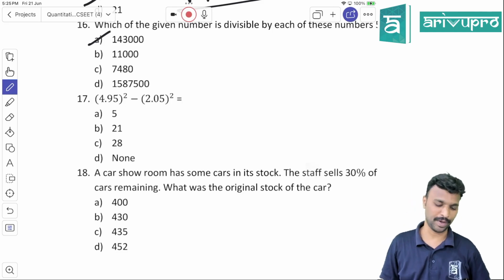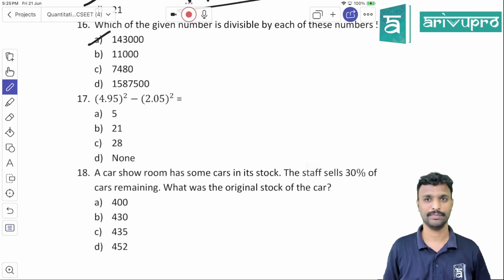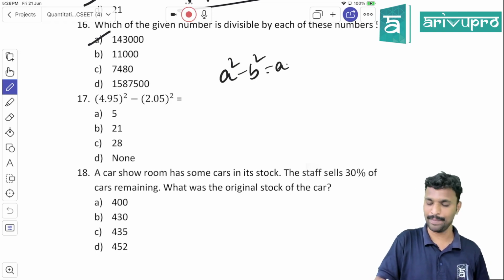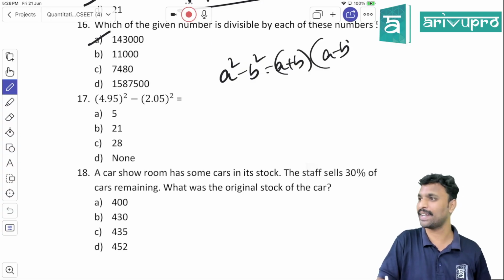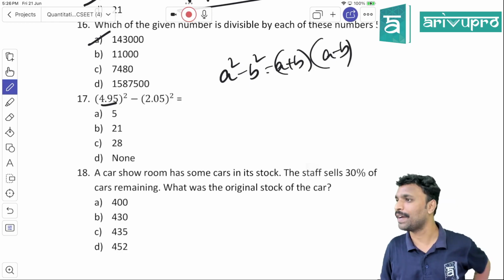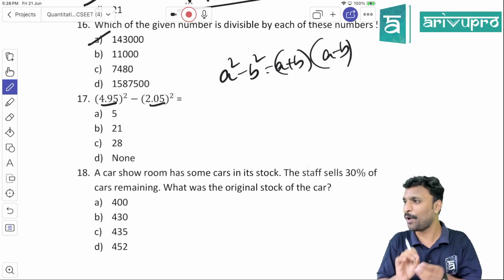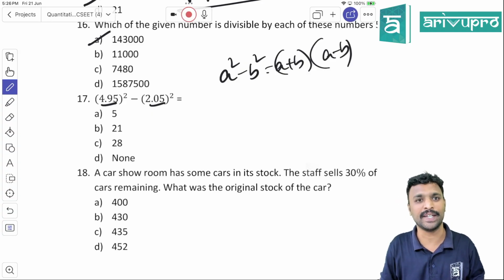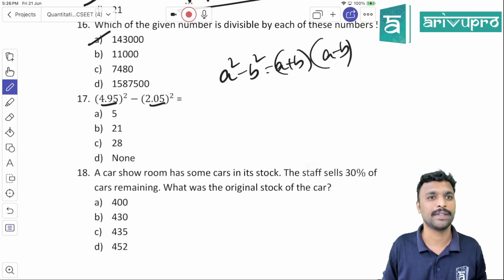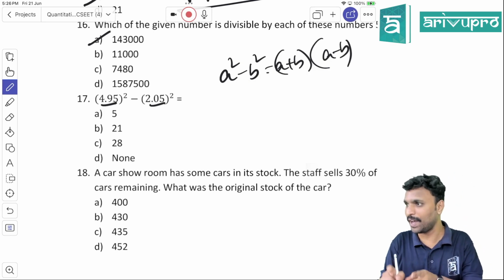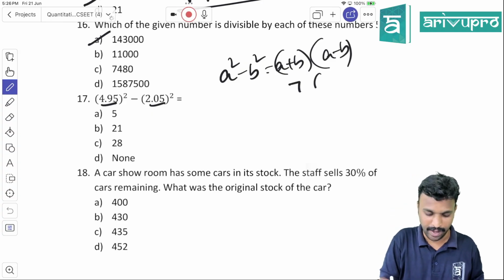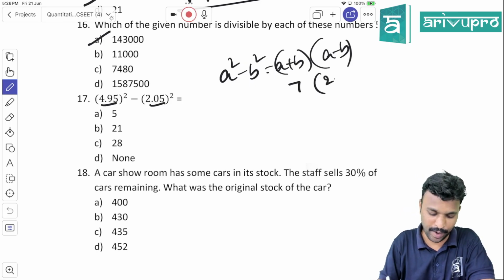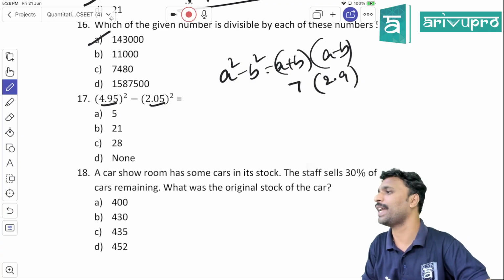4.95 the whole square minus 2.05 the whole square. You know the a square minus b square formula. What is a square minus b square? a plus b into a minus b. Here, what is a? 4.95. What is b? 2.05. 4.95 plus 2.05, how much do you get? 7. 4.95 minus 2.05 is how much? 2.9. So 7 into 2.9.